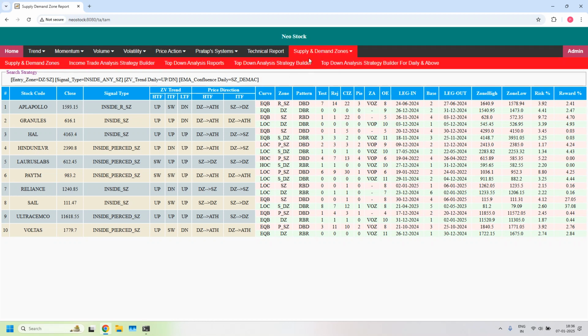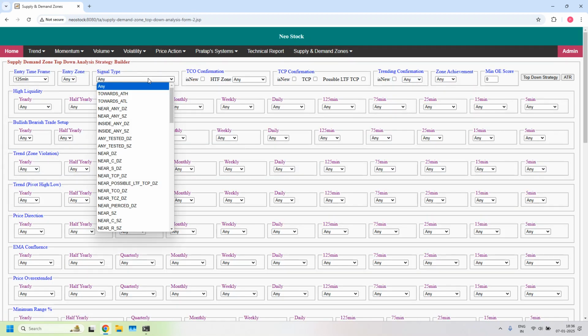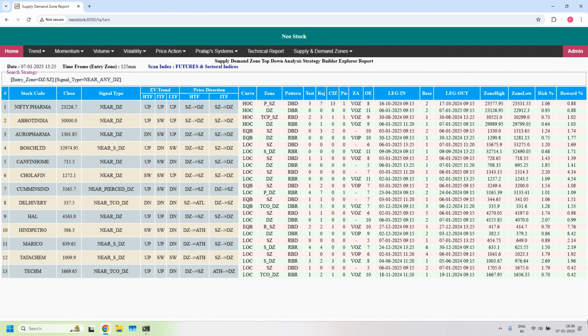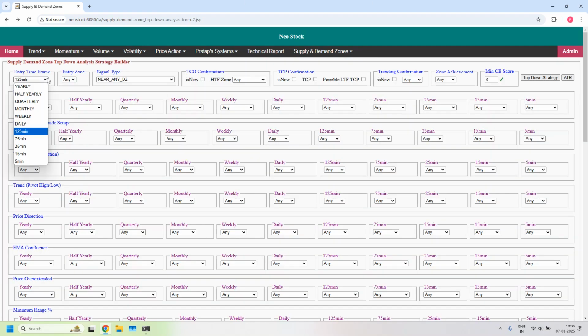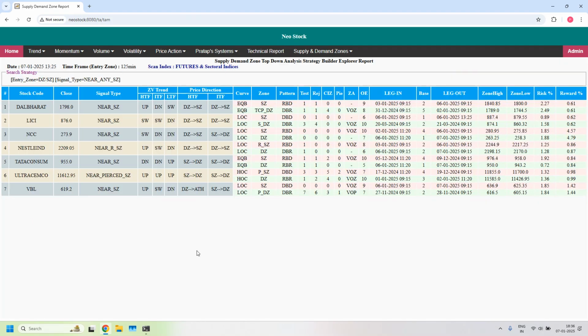Next time frame is 125 minutes. Stocks near 125 minutes demand zone. 13 stocks are filtered. Next 125 minutes time frame. Stocks near 125 minutes supply zone. 7 stocks are filtered.